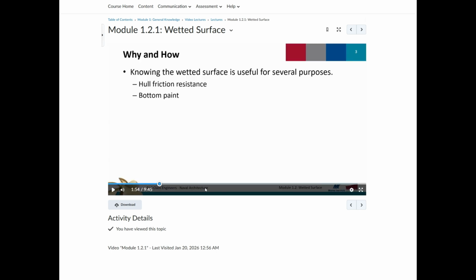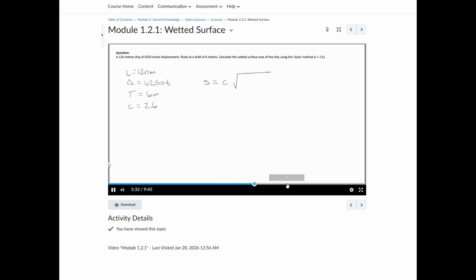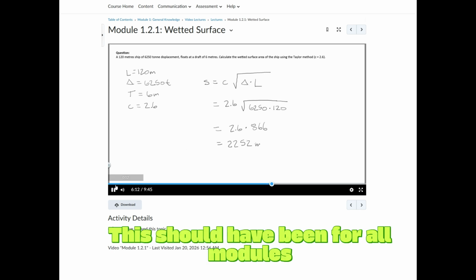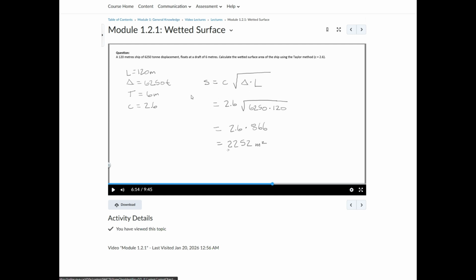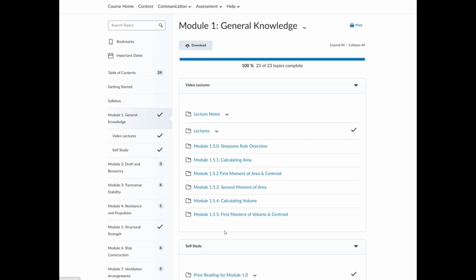He reads with you in a video and goes through the topic more easily. It covers displacement, and then at the end he does an exercise, which gives us a final wetted surface area, 2,252 square meters. Easy mode. I thought the whole course was going to be like that, but it's just module one, and module one is pretty easy. Like, you don't need help.